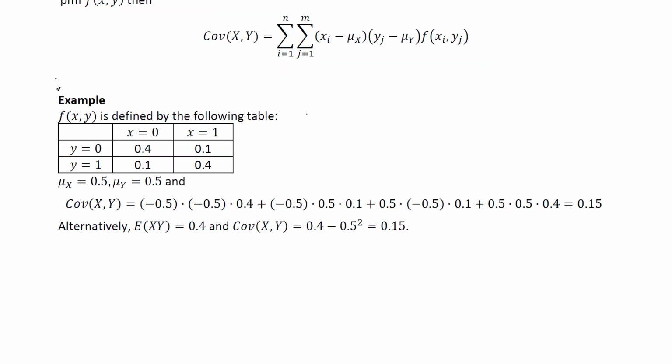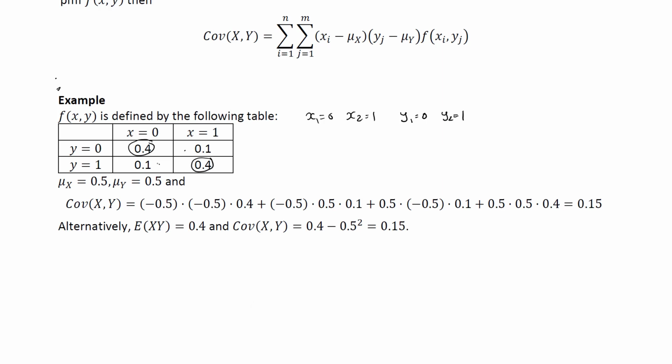In this example, n is 2, x1 is 0, x2 is 1, m is 2, y1 is 0, and y2 is 1. We have the following probability mass function. Even before we calculate the covariance, we can see that the covariance will end up being positive, since we have the bigger probabilities here and the smaller ones here.